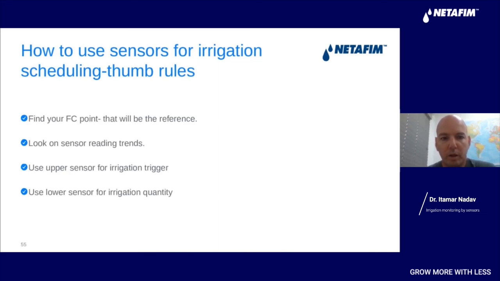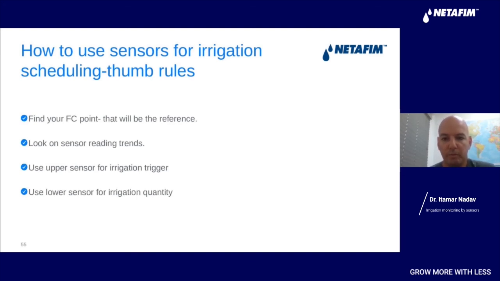So how can we use the sensor for irrigation scheduling? First of all, we need to find the field capacity of the specific soil that we have, and I'll show you how to do it. We can look at the sensor reading trend, and we use the upper soil sensor for the irrigation trigger, and we use the lower one or the middle one for irrigation quantity.